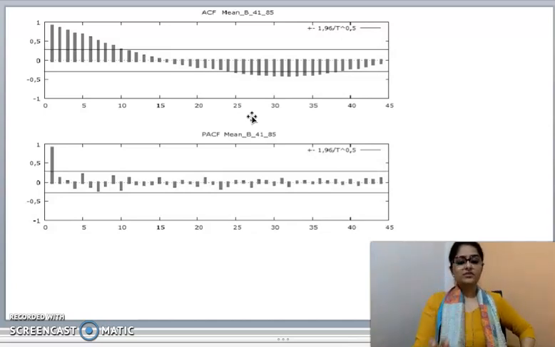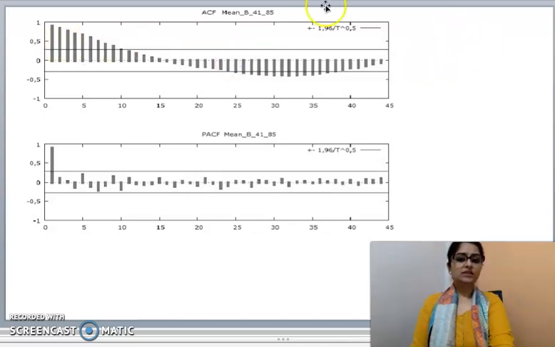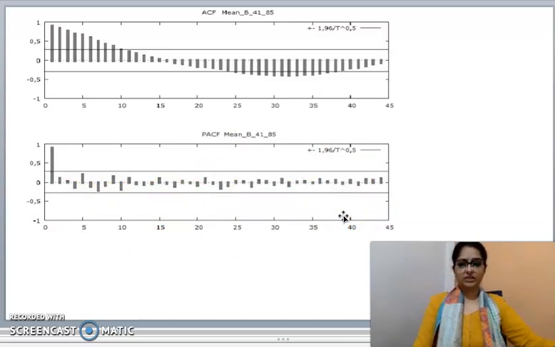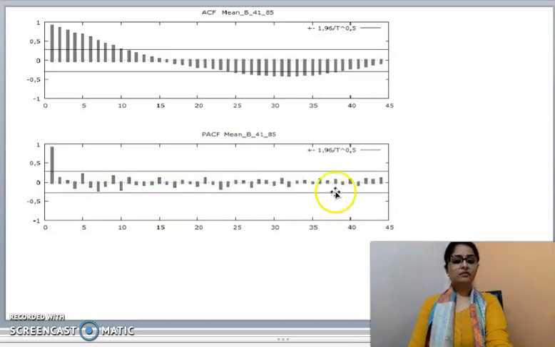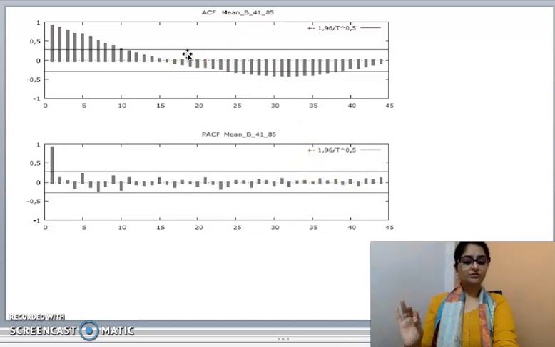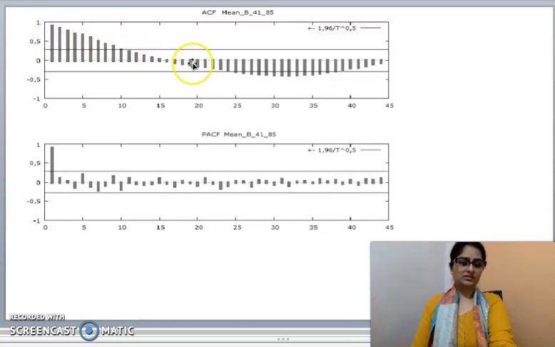Our software gives you the result like this. Just look at the upper column. Don't look at the lower side. This PACF is related to the moving average process of time series, which we'll deal with later. For the time being, look at the autocorrelation function. How to get this graph will be taught to you when you start playing with the software. But the outcome is this.